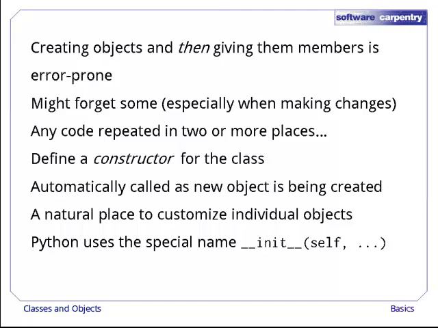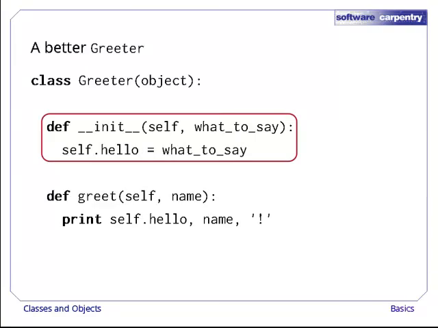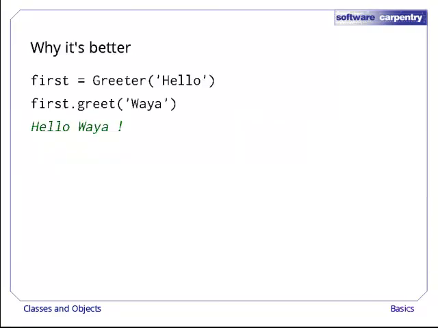Any other parameters can then be passed in after it. Here's a better greeter class that uses a constructor. And here's why it's better. When we create the first object, we pass the string hello to the constructor, which stores that value in the object's hello member variable. We can then call the object's greet method right away.